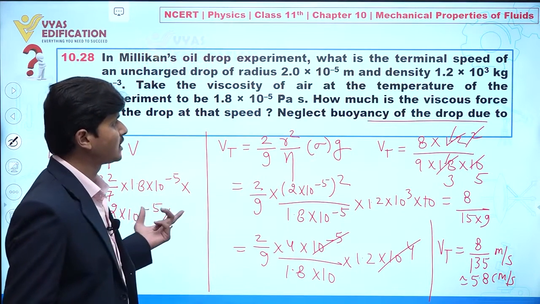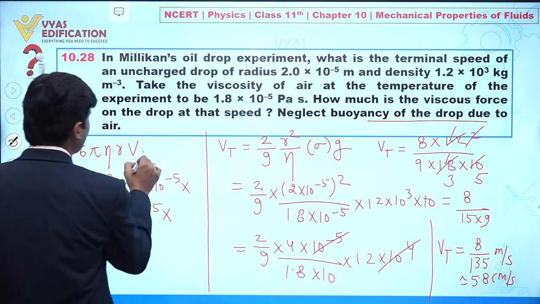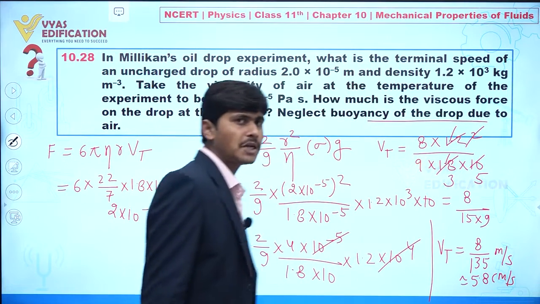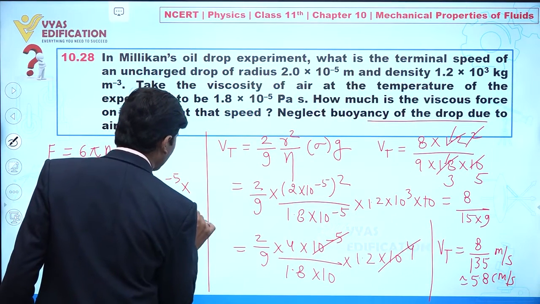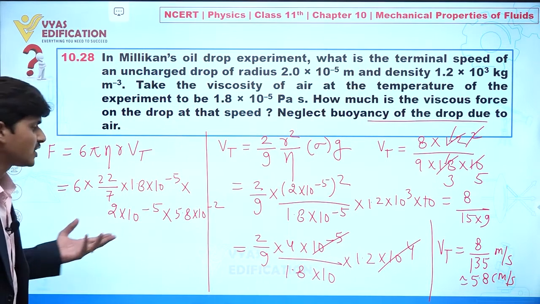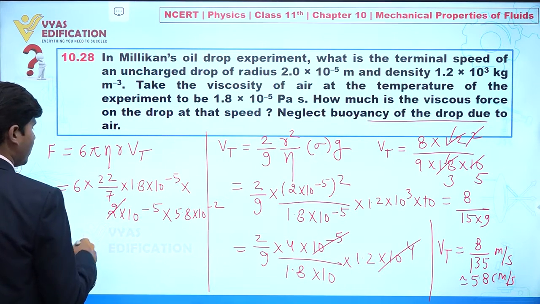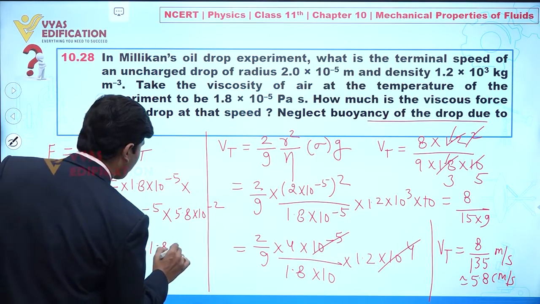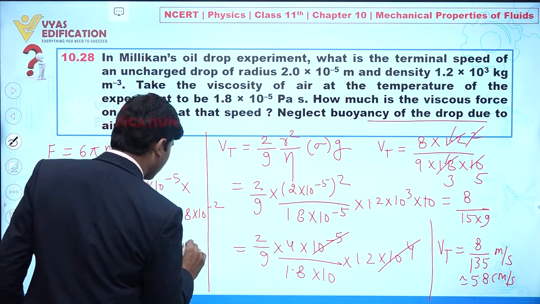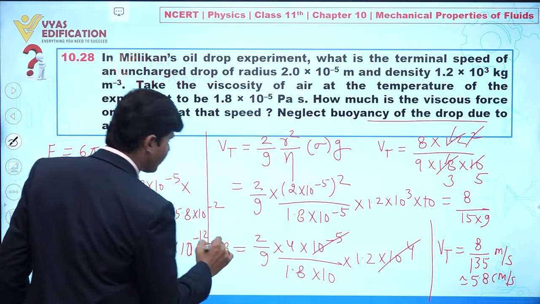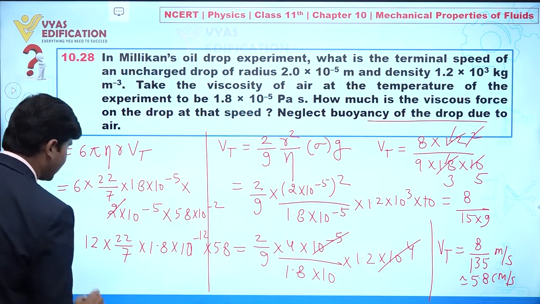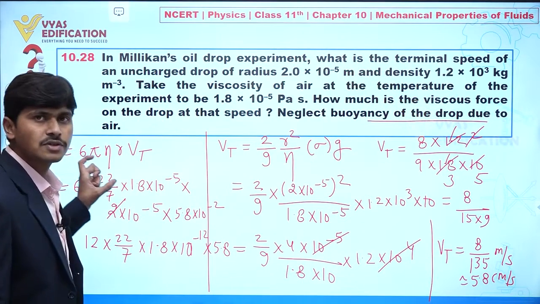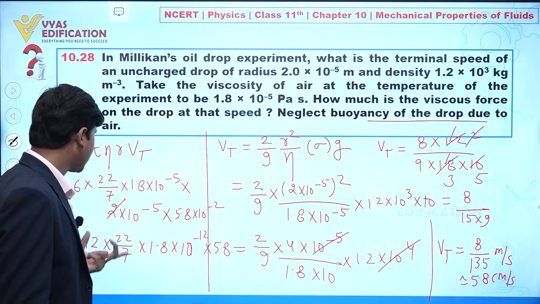And what about velocity? Velocity means here we have terminal velocity, which is 5.8 centimeter per second, so 5.8 into 10 to the power minus 2. Now we just have a very simple calculation. Directly we can say this is 6 multiply 22 by 7 into 1.8 into 10 to the power minus 12, multiplied with 5.8. Now if you multiply it, you can get the value of the viscous force.